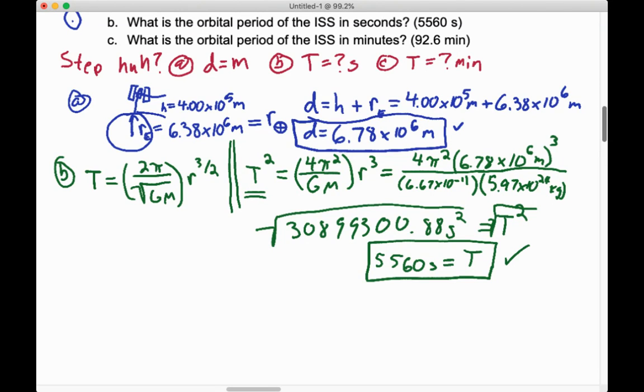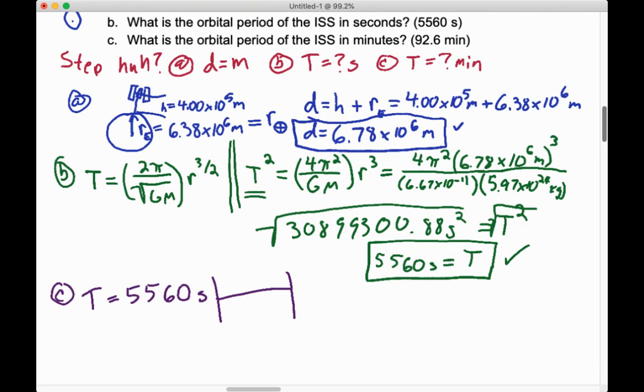So good. One more thing to do. The last thing to do is part C, because we have a time, and it's 5,560 seconds. But I personally am not super comfortable with dealing with units of time or lengths of time that are measured in thousands of seconds. I'd rather know this in minutes. So let's see if we can turn this into a more pedestrian, quotidian kind of unit of time. So this is going to be a field goal post thing. We're going to start with this period given in seconds, and we want to turn it into minutes, which means we need field goal posts.